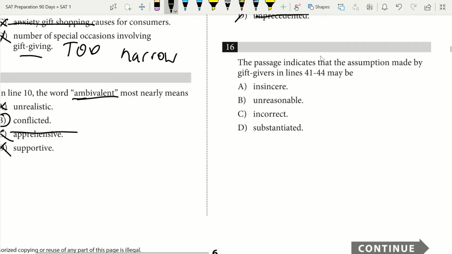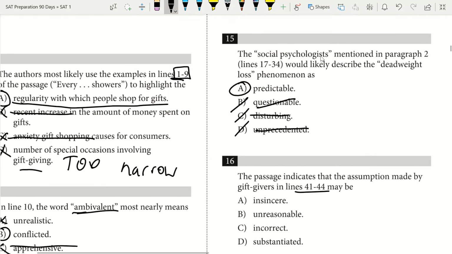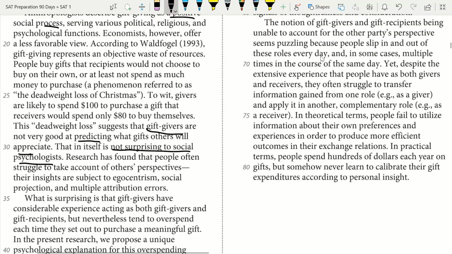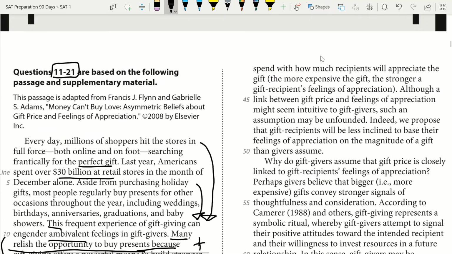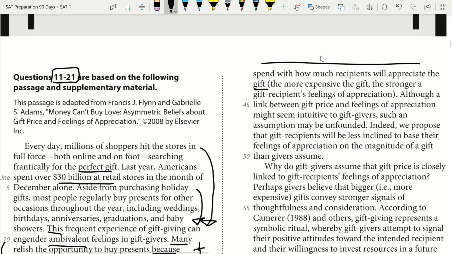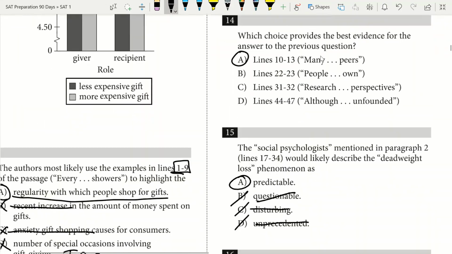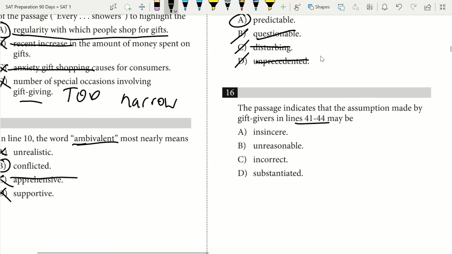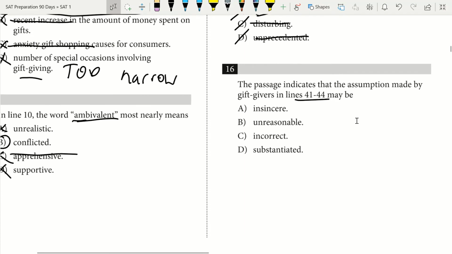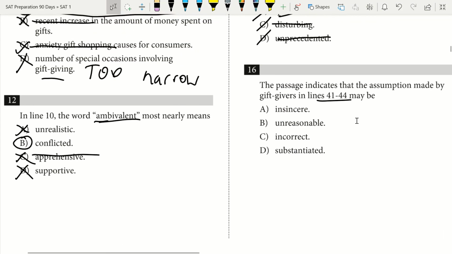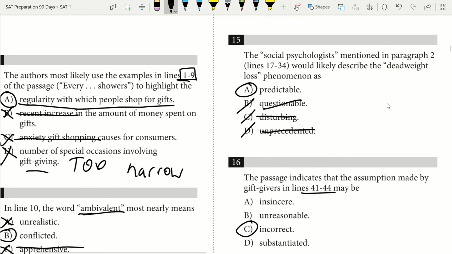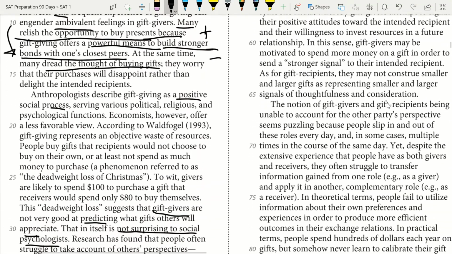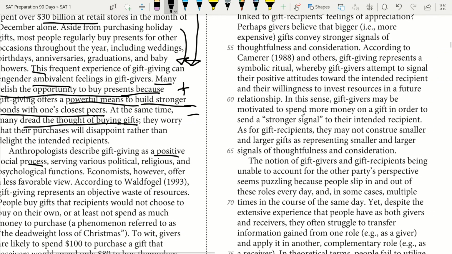Question 16, the passage indicates that the assumptions made by gift givers in lines 41 to 44 may be. Well, we're going to go to lines 41 to 44 and try to determine the assumption made by gift givers. In line 41, we see that gift givers equate how much they spend, I'm guessing the next word is, with how much recipients will appreciate the gift. So they're equating the monetary value with how much a recipient will appreciate the gift. And the passage indicates that that assumption may be what? I'm guessing my next question's evidence, and it is. So the passage is indicating that that is incorrect, and I'll go ahead and show you where I have evidence for that as well. If we think back, it was about line 63, I believe, right here towards the end of this paragraph, we have this right here.